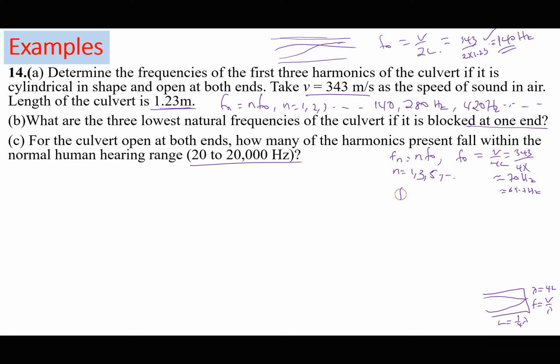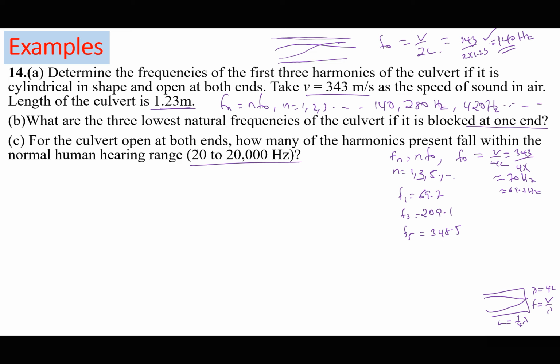So if the first one is F, the frequencies for the first one is going to be 69.7. The other one is going to be times 3, around 209.1. Then the other one is times 5, 69.7 times 5, which gives us around 348.5, or approximately 350, and so on and so forth, since we wanted the first three.